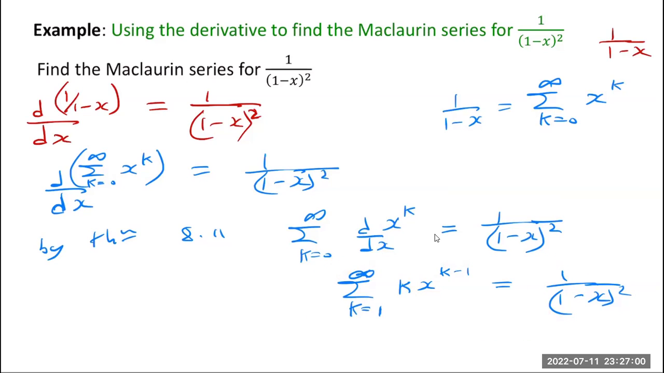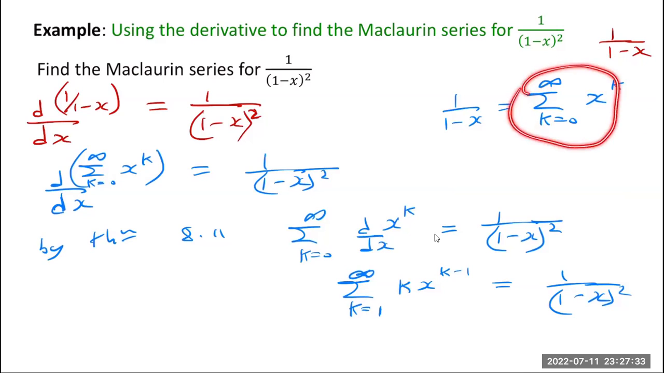Now we need to determine the interval of convergence. Okay, how do we find the interval of convergence? From the previous theorem, we know that the interval of convergence for this series is the same as the interval of convergence of the original series. Original series was this one. Okay, with the possible exception that at the endpoints, the convergence of this series may be different.